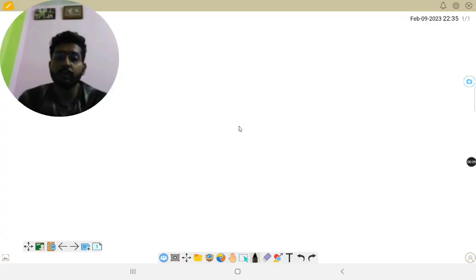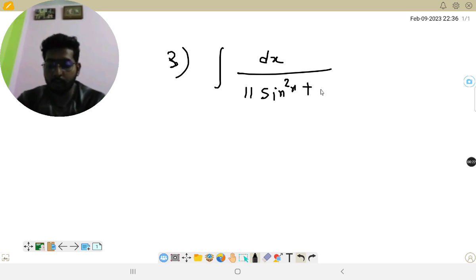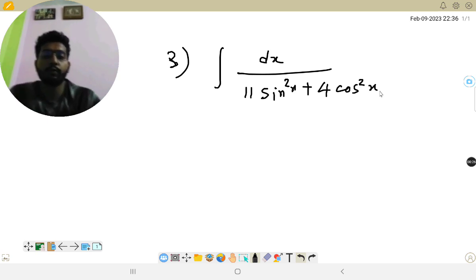So we'll do question number 3 here. So what was the question number 3? The question number 3 here: integral of dx by 11 sin square x plus 4 cos square x plus 5.